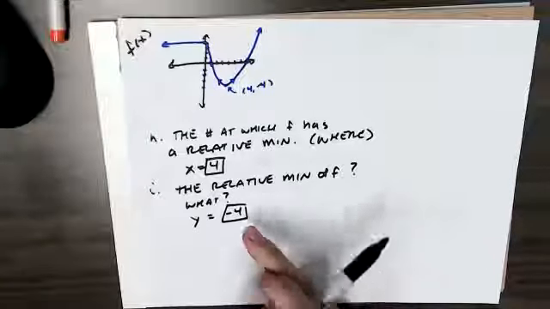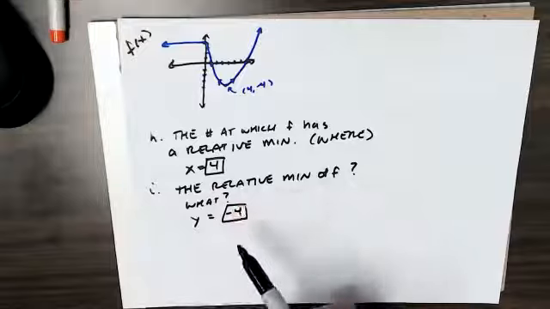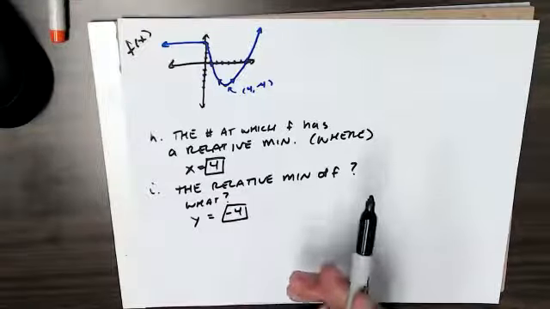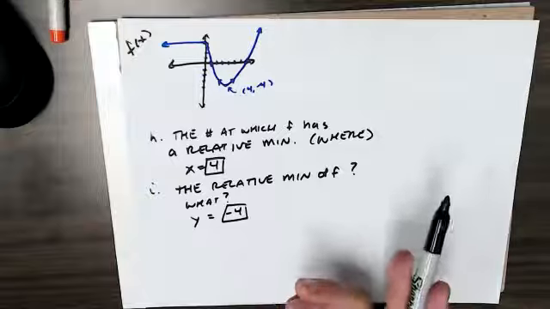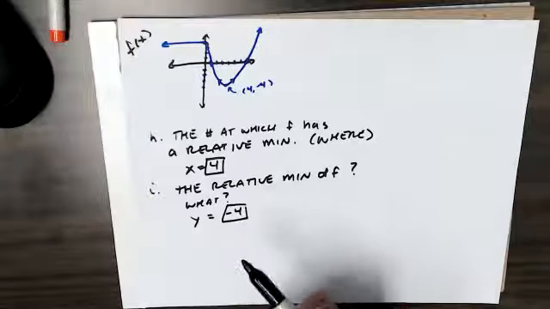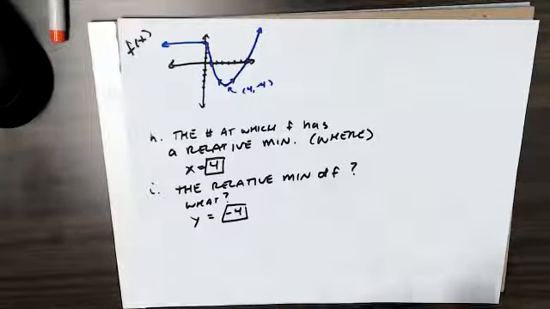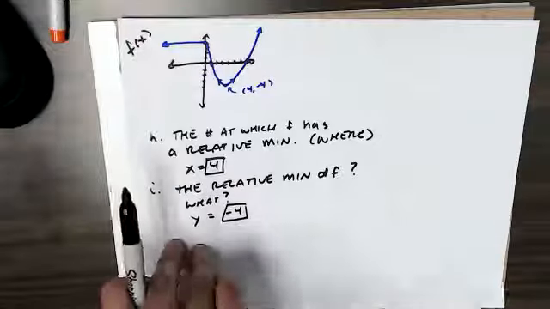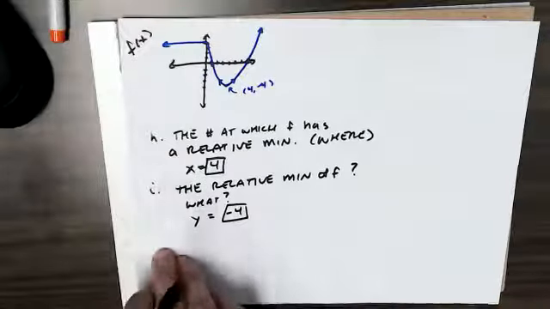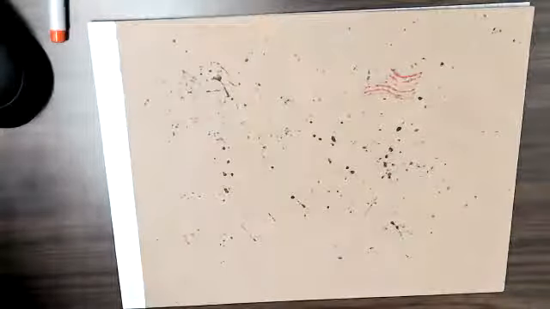Okay, so when you come to that, realize that's what it's asking. If it's asking what's the number at which f has the relative min, that's the x value. If it's saying, well, what is the relative min of f? Oh, it's negative 4. That's the lowest. That's the y value of it. Okay, great.